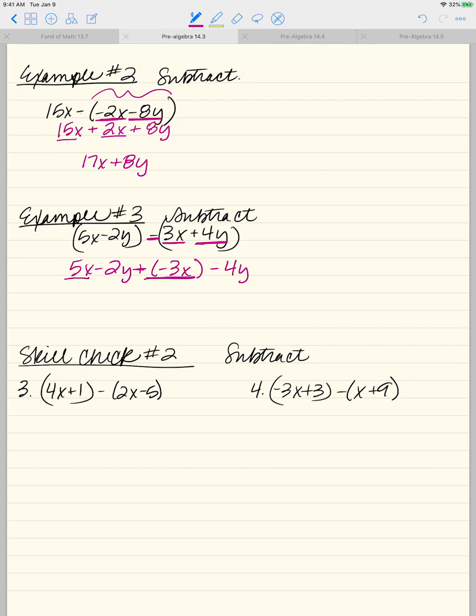5x minus 3x, that gives us 2x. Negative 2y minus 4y gives me a minus 6y. And that's as simple as we can get that one. Skill check number 2, keep the first binomial the same.